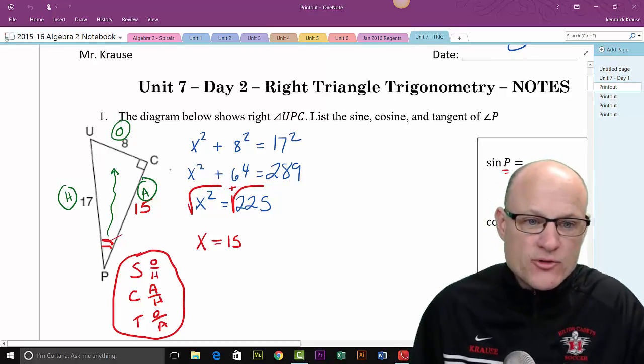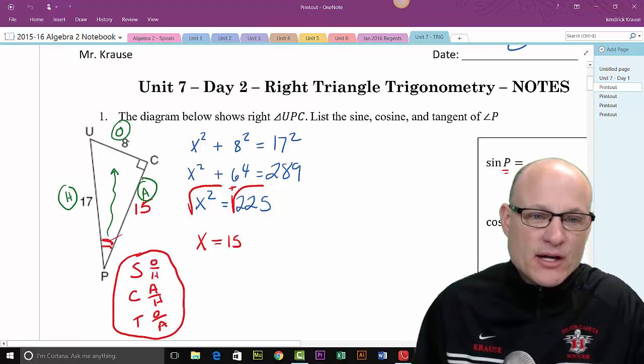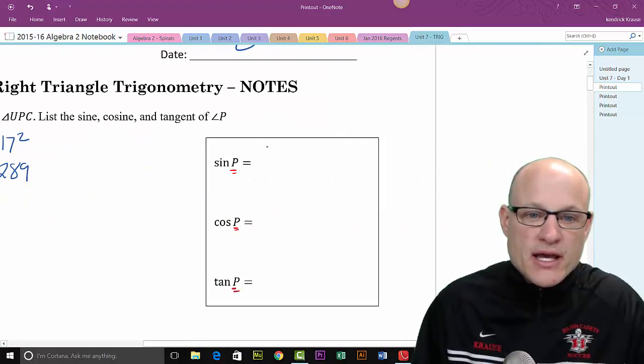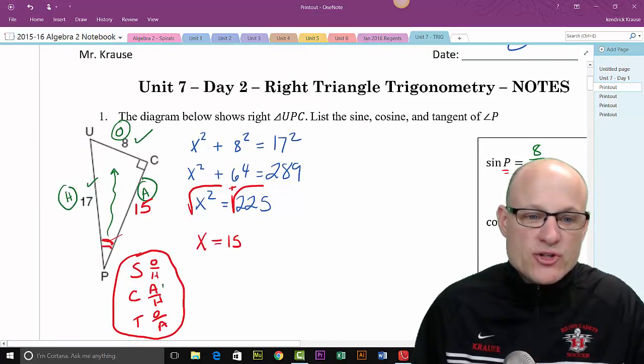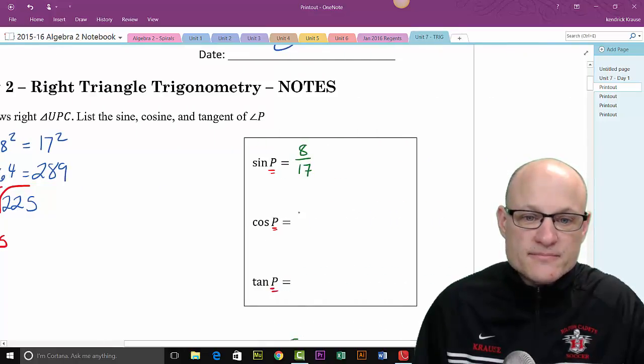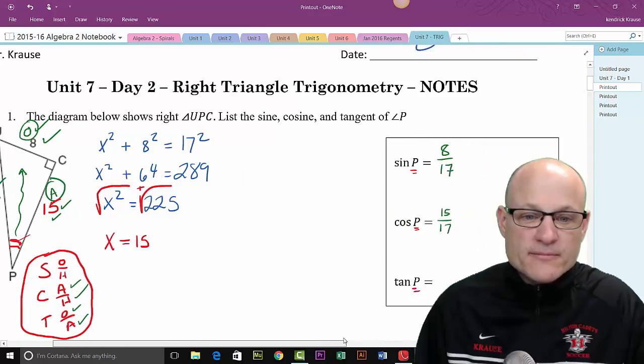is A. So in this case, sine is opposite over hypotenuse, 8 over 17. Cosine is adjacent over hypotenuse, or 15 over 17. And tangent is opposite over adjacent, which would be 8 over 15.